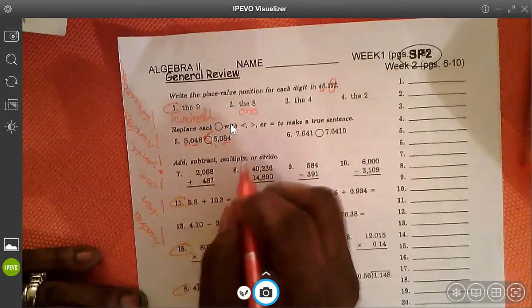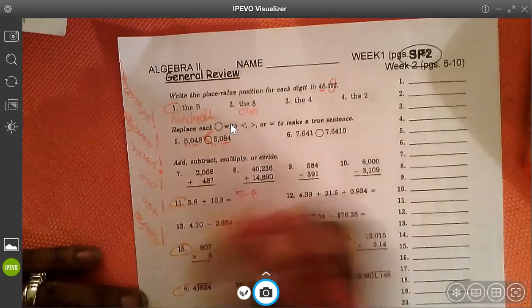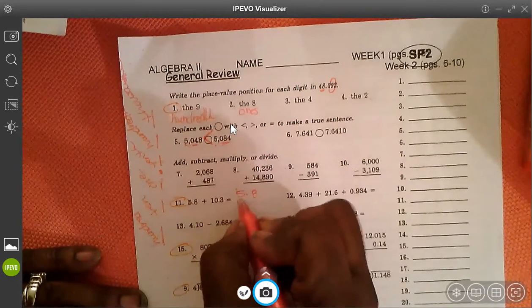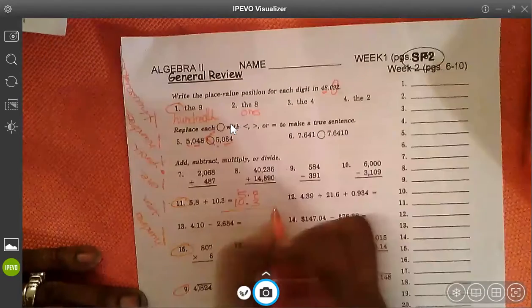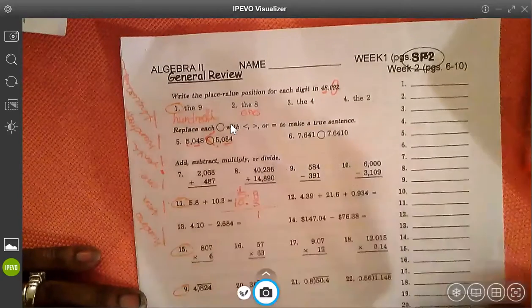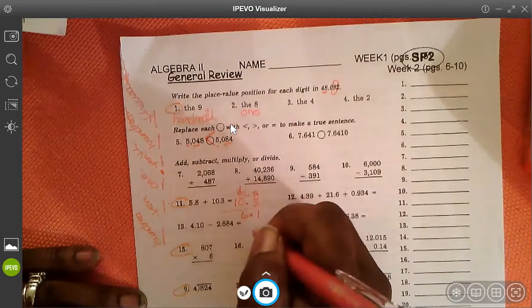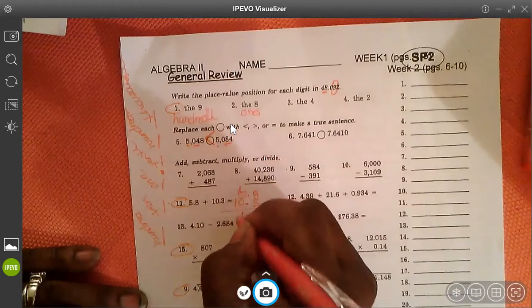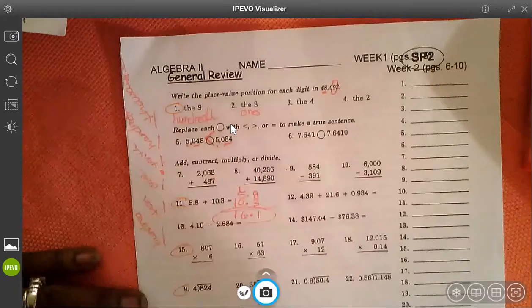So in this example, we have 5.8 and 10 and 3/10. We're going to line up our whole numbers, then our decimal numbers. 8 plus 3 is 11. 5 plus 1 is 6. And we just bring down our decimal, and we bring down our 1. So our answer would be 16 and 1/10.